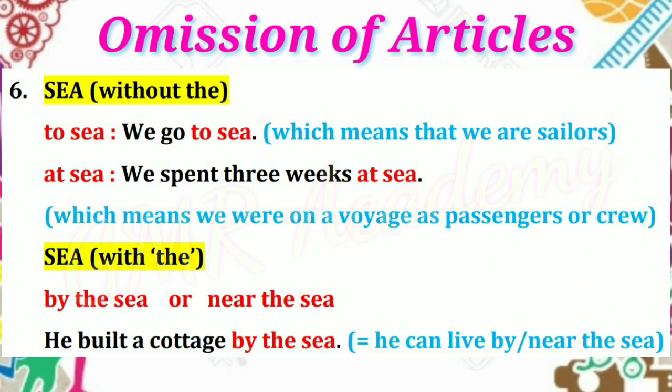Sea with the definite article the: by the sea or near the sea. He built a cottage by the sea. What is the meaning? He can live by or near the sea. So we use the definite article the.